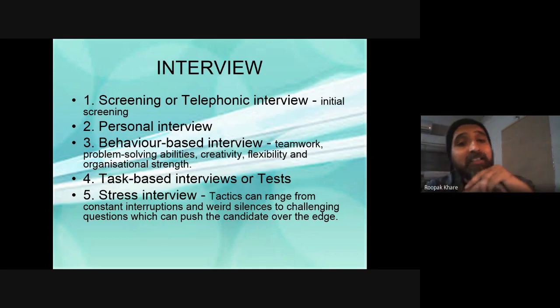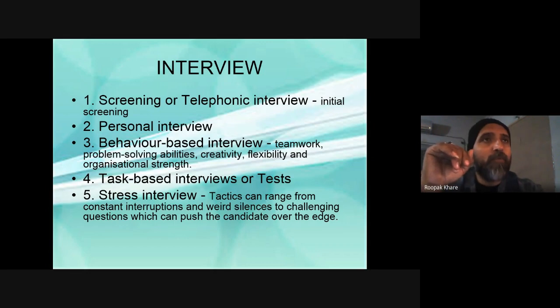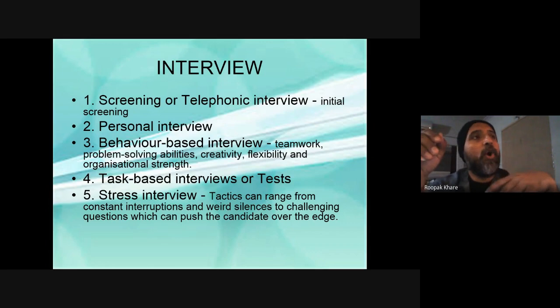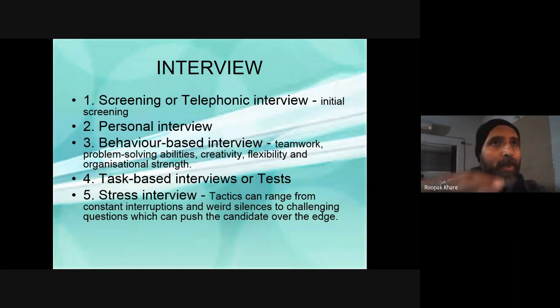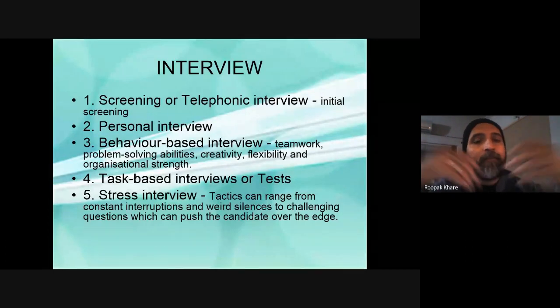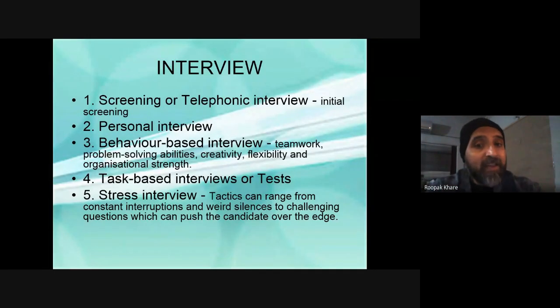Number four, task-based interviews or tests. So you're probably given a sheet of paper to solve, or maybe you're given a task to complete this Excel sheet, or maybe do this drawing and show it to us if you're into designing something. Yeah. So task-based interviews or tests are done, and finally, stress interviews are done in situations.